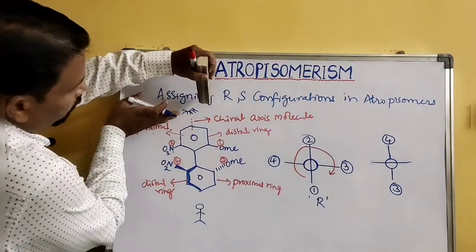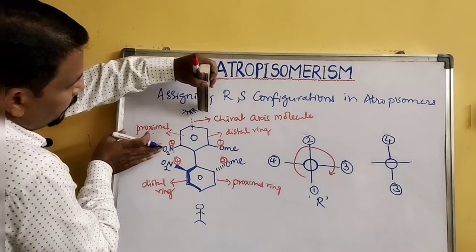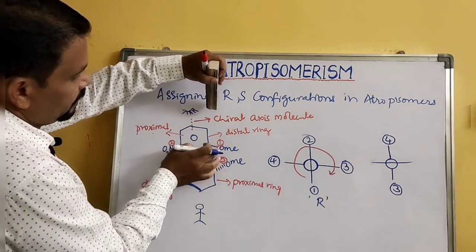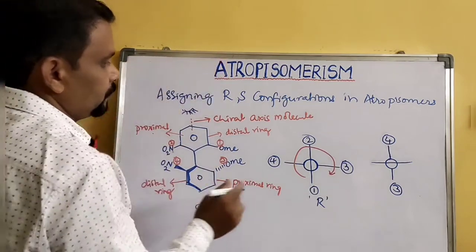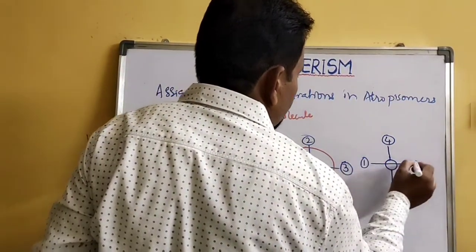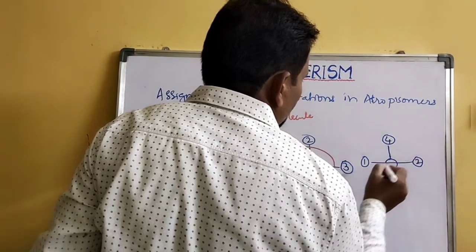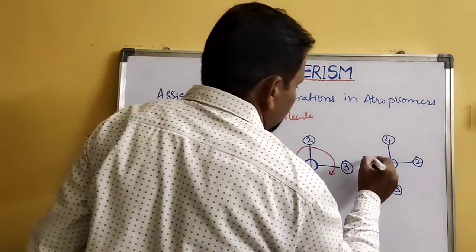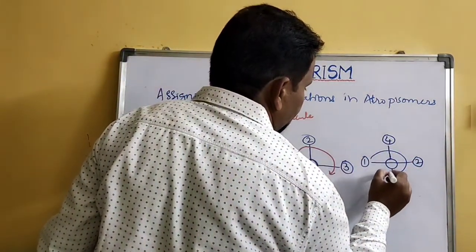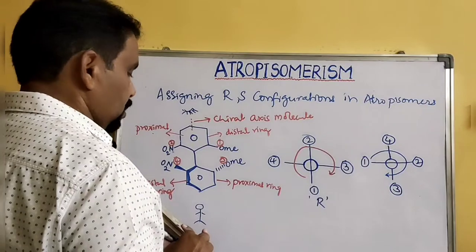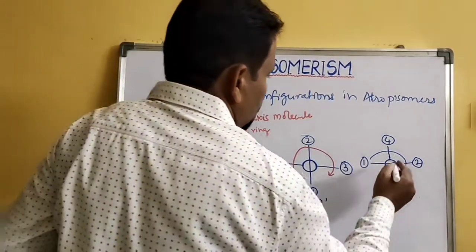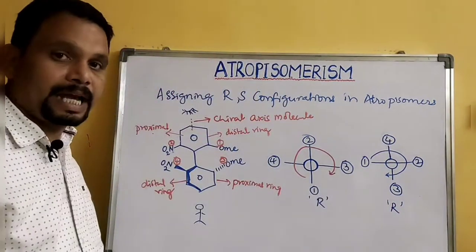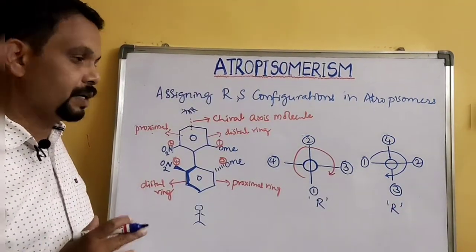So when you observe this molecule, your right side is NO2, left side is OMe. So that means left side 1, right side 2. If you connect from 1 to 2 and 2 to 3, you will get this kind of rotation. So clockwise rotation, that means R configuration.